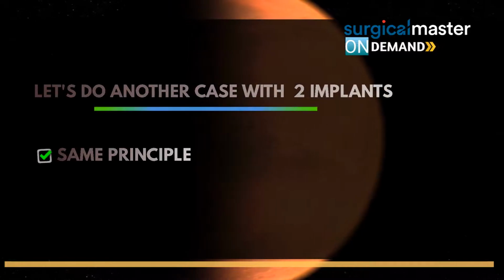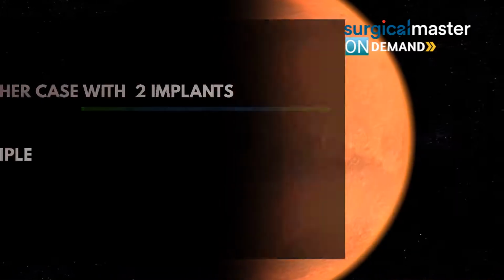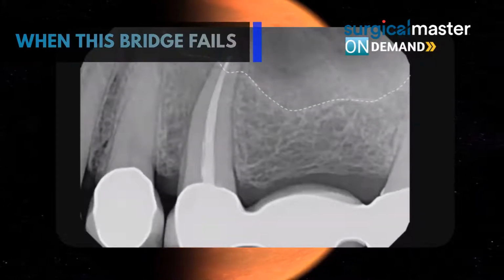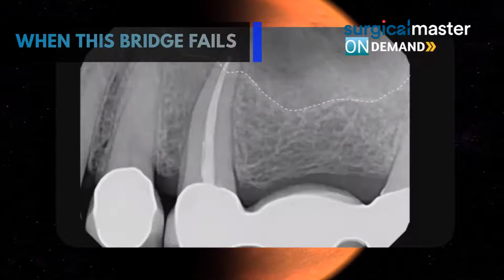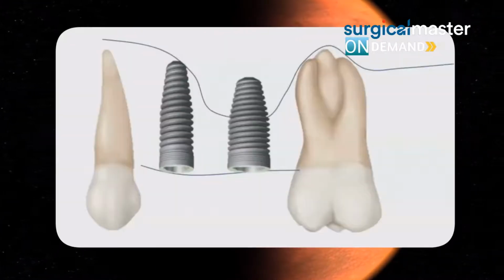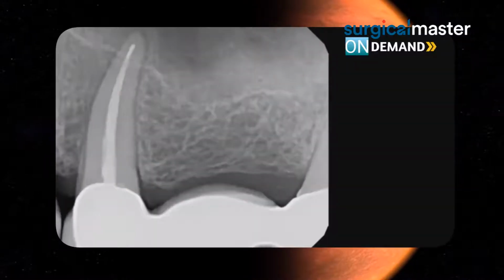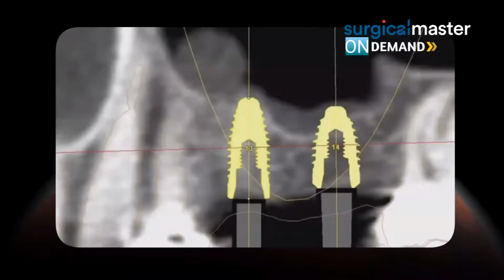Okay, let's do another case now with 2 implants. It's the same principle. We have a mesial abutment to a 3-unit bridge. There was no bone for the molar implant. That's probably why they got an implant to begin with. Once this tooth is extracted, we are planning for 2 implants. Here it is. Here's the vertical root fracture. We let this patient heal, 2 months of healing.